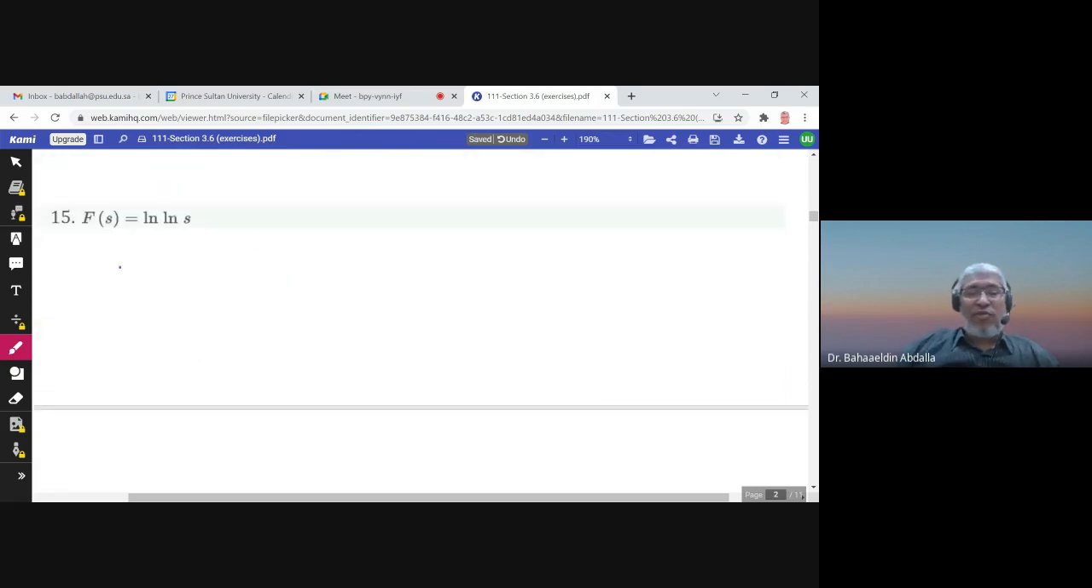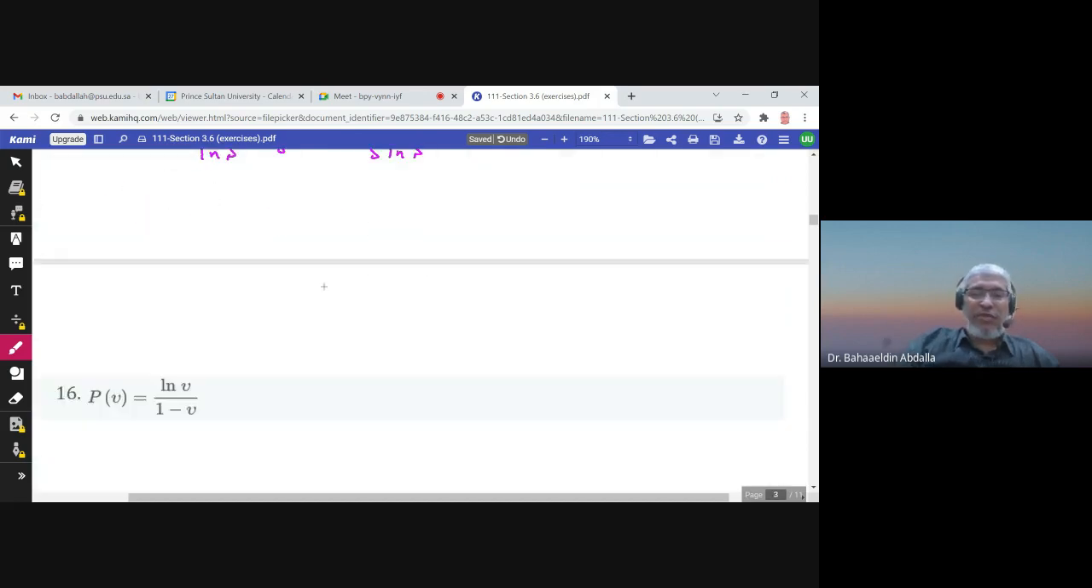Here I have composition. So the derivative of the outer function, this is the outer function. The derivative is 1 over ln s, if it helps you to write it like this, it's okay, times the derivative of ln s, which is 1 over s. So the final would be 1 over s ln s.